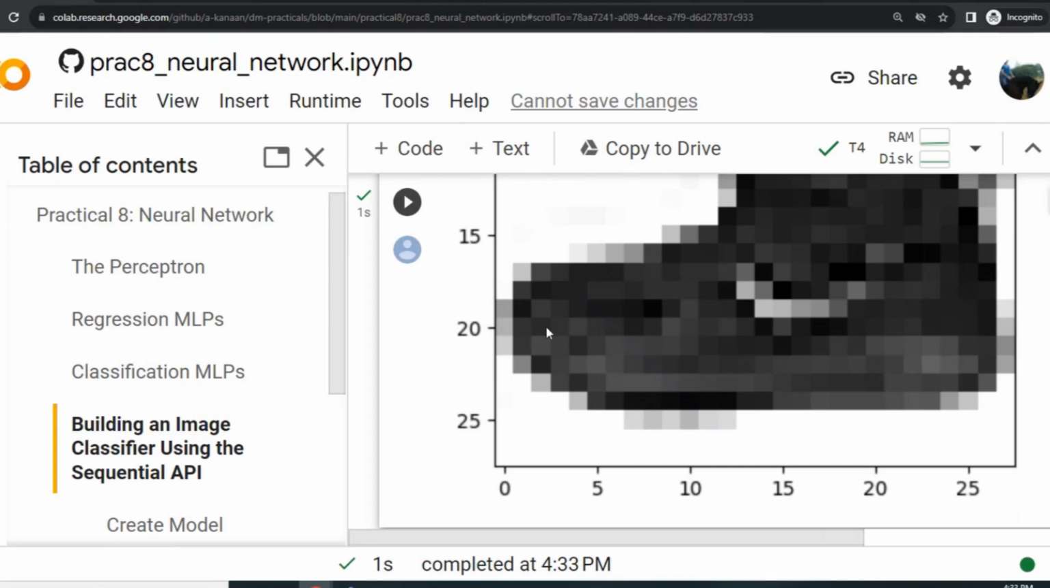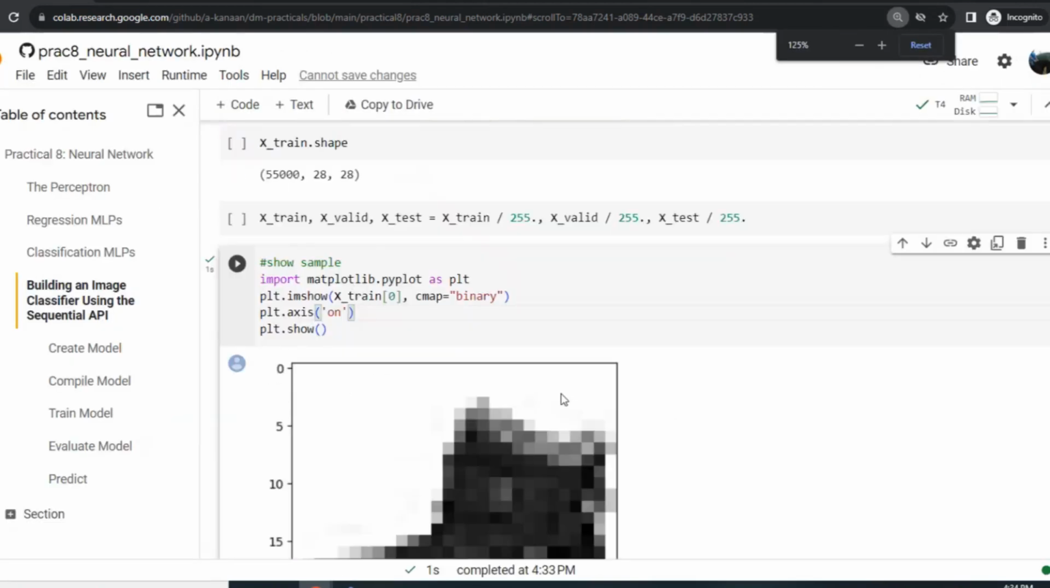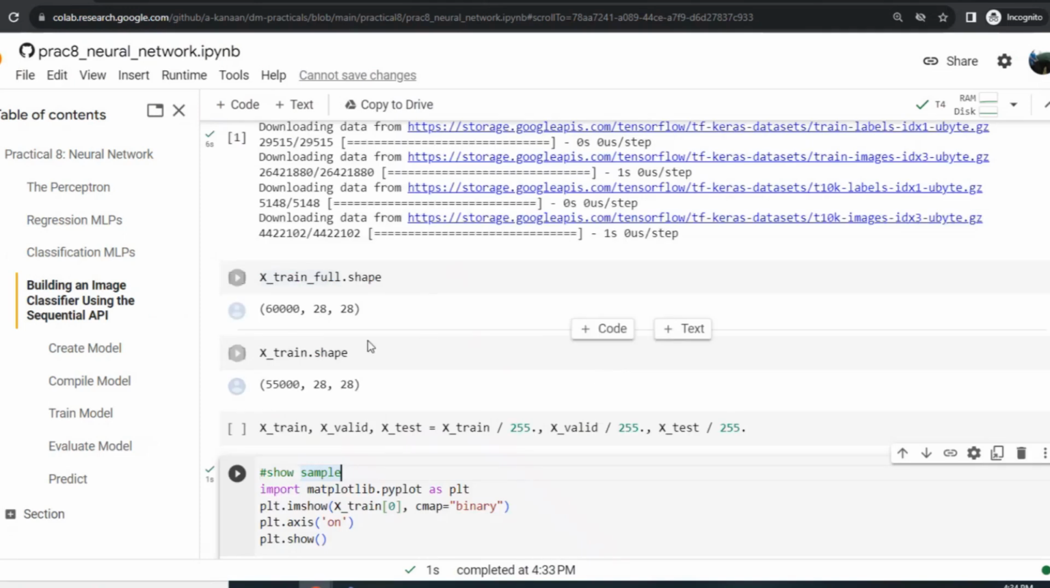1, 2, 3, 4, 5, 6, 7, 8, 9, 10, 11, 12, 13, 14, 15, 16, 17, 18, 19, 20, 21, 22, 23, 24, 25, 26, 27, 28. So we have 28 pixels per line, and how many lines overall? 28 as well. So the size of the picture is 28 by 28, if someone doesn't know yet.